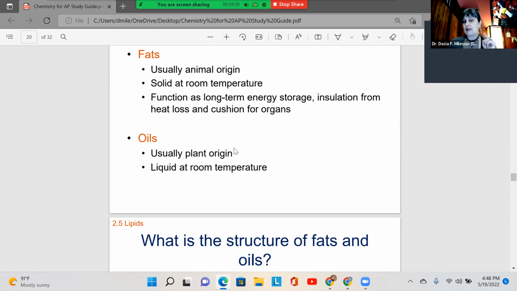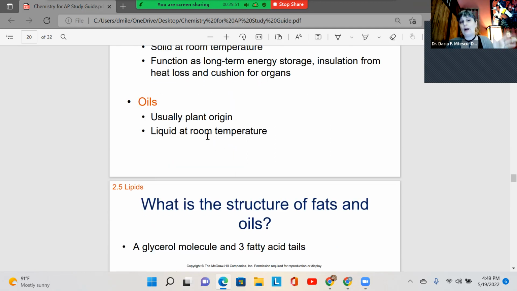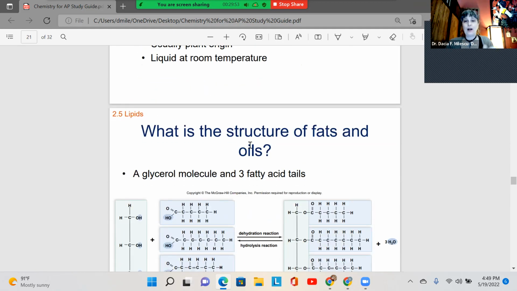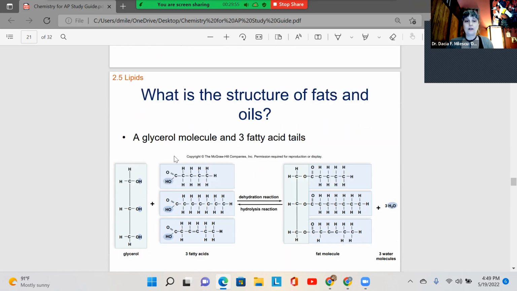And believe it or not, even some of the plant oils are not good for you. Okay, so olive oil is good for you, but a lot of people use coconut oil, which has a lot of saturated fat, just so you know. Anyway, so oils. So what is the structure of fats and oils?